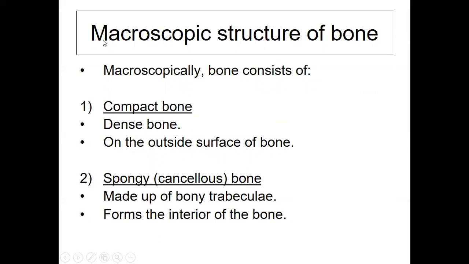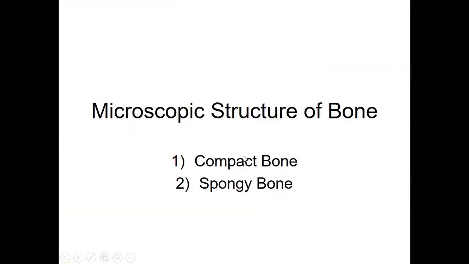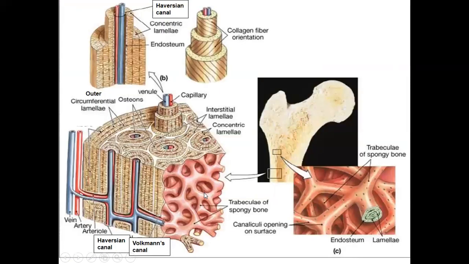If you see here, this is the outer compact bone. The outer part is usually made up of compact bone, and the inner part is composed of the inner spongy bone. That is macroscopic. Now I'm going to discuss the microscopic structure of the bone, for compact bone and also the spongy bone.